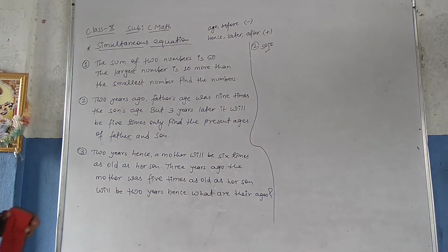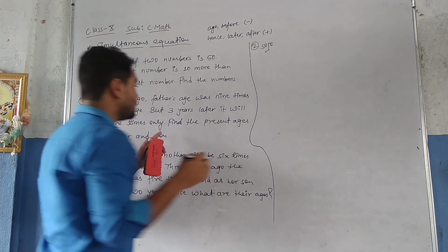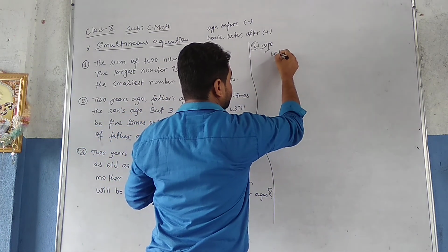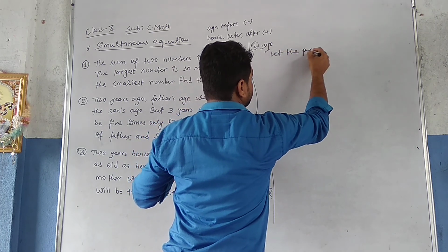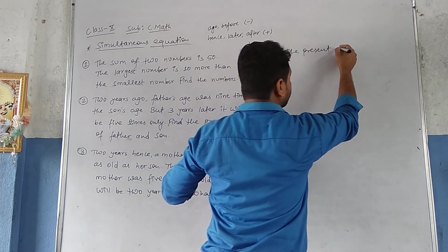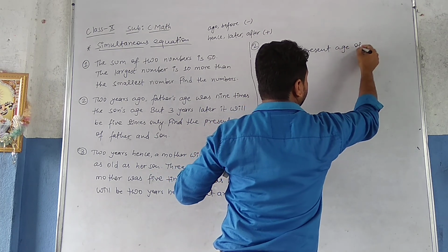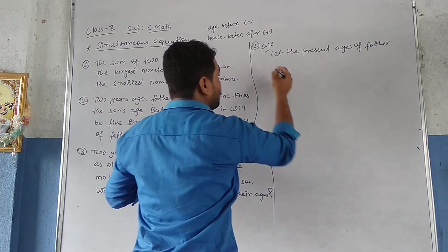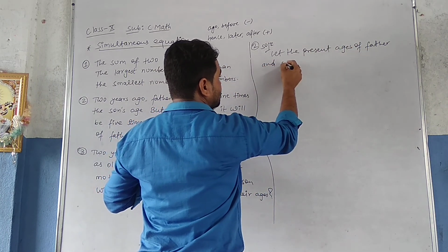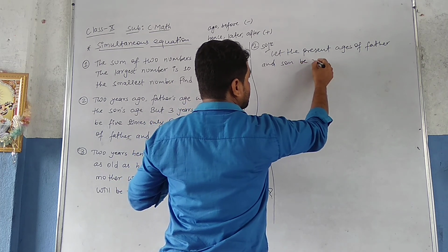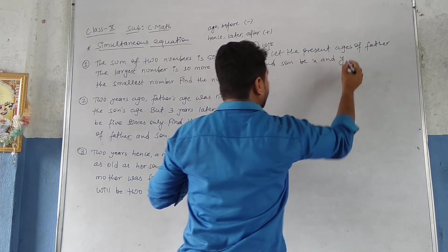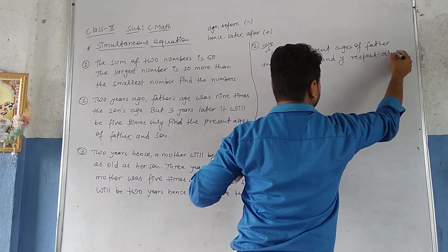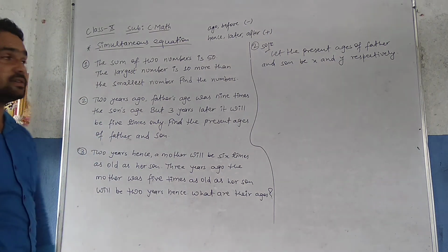For the second question solution, that means what? We are going to find the present ages of father and son. So let the present ages of father and son be x and y respectively. Yes, we learned it at first.